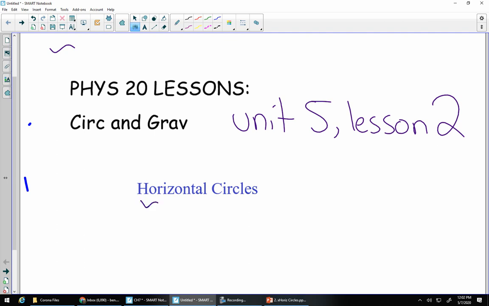Today we're going to talk about Unit 5, Lesson 2. We're dealing with horizontal circles, so things that are swung around in a horizontal circle. The circle is level with the floor. Cars that are going around flat circles, like a traffic circle on 98th Ave, that kind of thing. So horizontal circles. Let's jump in.